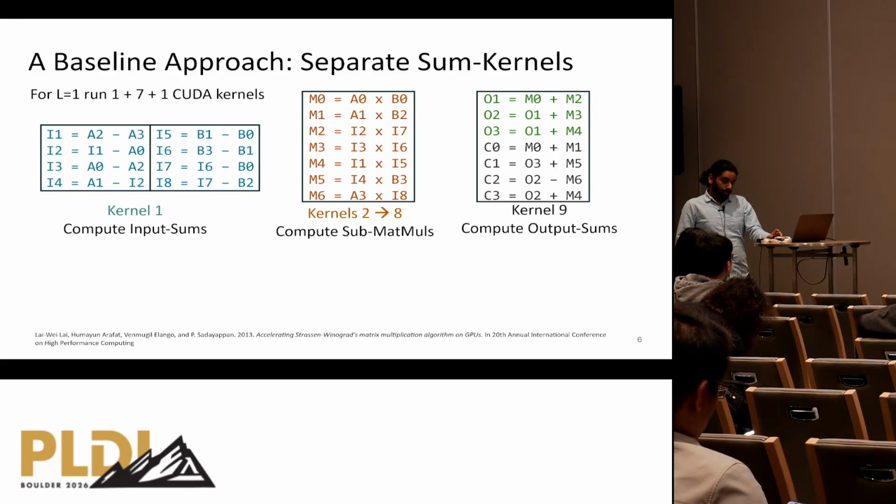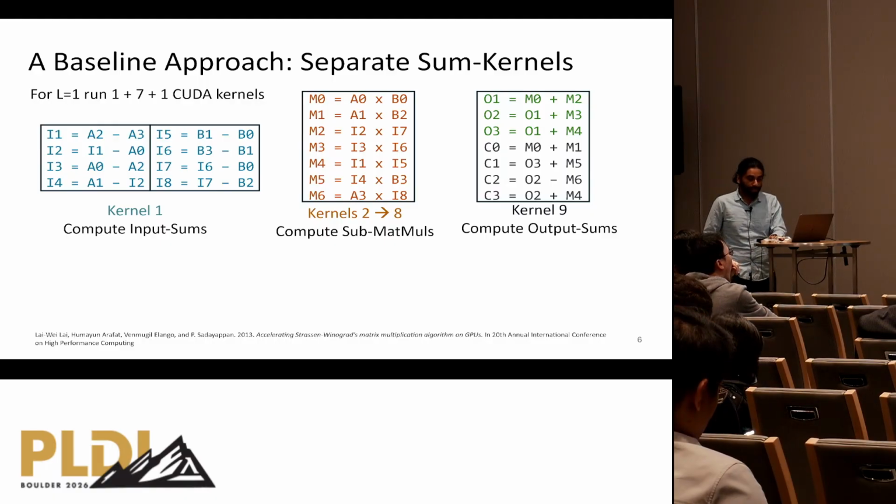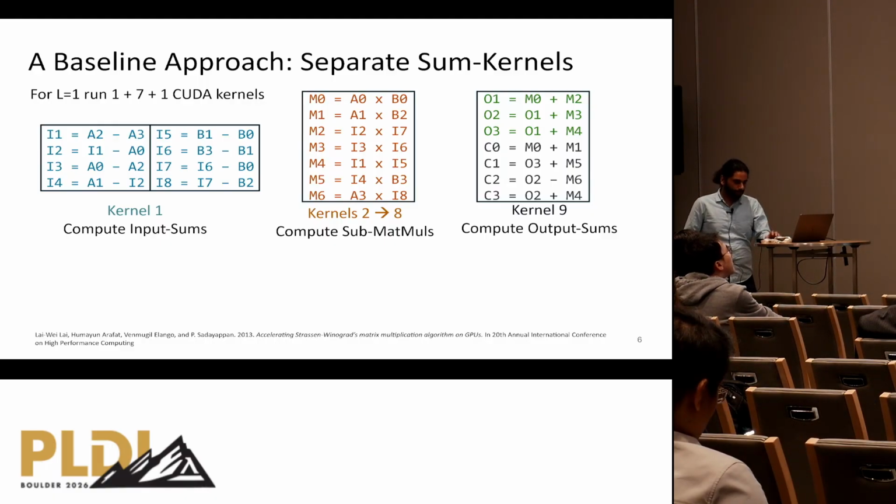So how do we execute these Strassen algorithms? Well, a very common, very old baseline was to execute 9 different kernels. The first CUDA kernel computes those input sums. The next 7 compute the 7 matrix multiplications, and the last kernel computes the output sums.